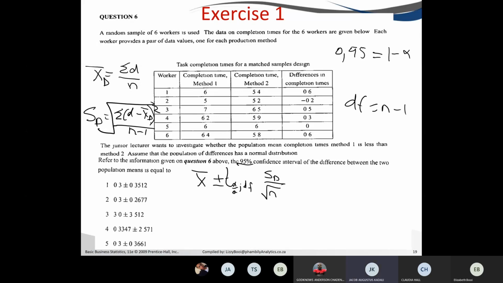Hi, ma'am. Hi. Are those differences, is it 0.6? Those are 0.6, yes. It's 6 minus 5.4, which is 0.6. Okay, thank you.